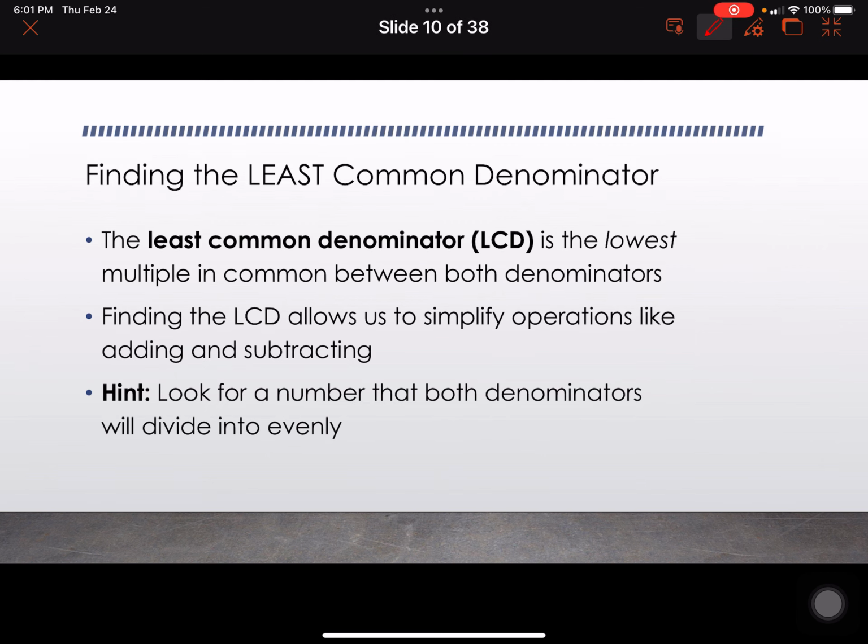Another method for making two fractions comparable is finding the least common denominator, also known as the LCD. This is the lowest multiple that both denominators have in common. Finding the LCD allows us to simplify operations like adding and subtracting. To accomplish this, you are basically looking for a number that both denominators will divide into evenly. Let's take a look at an example.